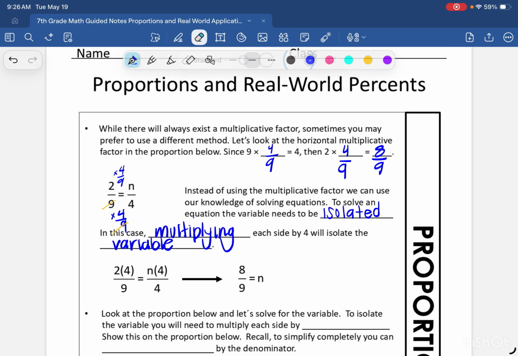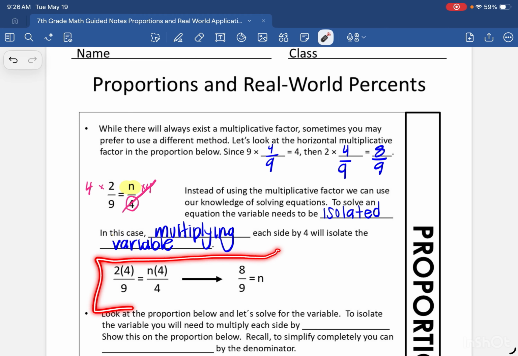Let's go back to this right here. I want this n to be all by itself, so I need to get rid of this 4. If I multiply each side by 4, these will cancel out, and I get 4 times 2/9 equals n. That's what I'm showing down here. Multiplying each side by 4 gives me 8/9 equals n, because 4 times 2 is 8, and then divided by 9.